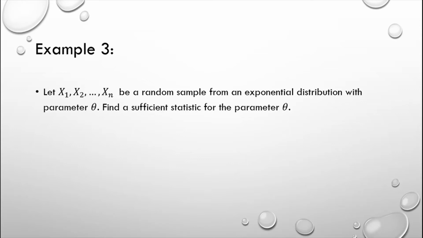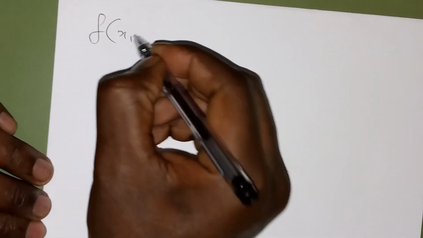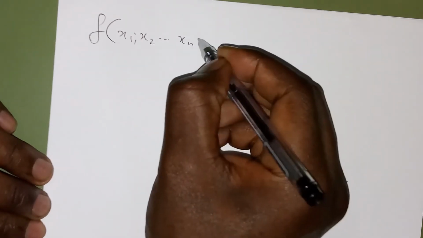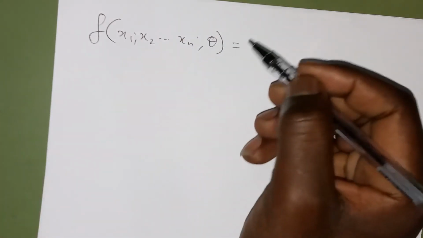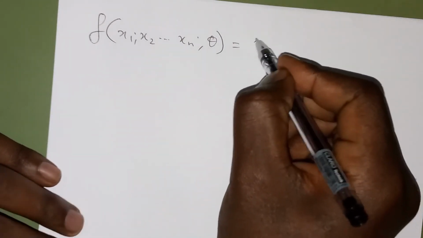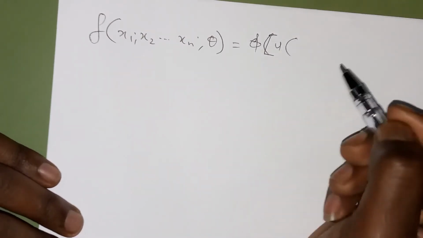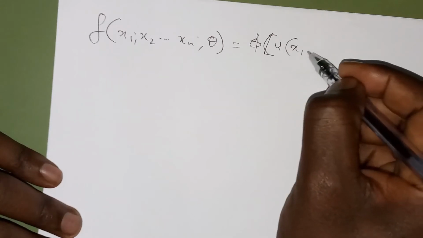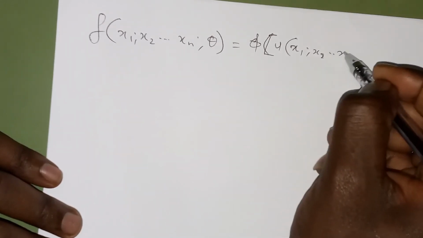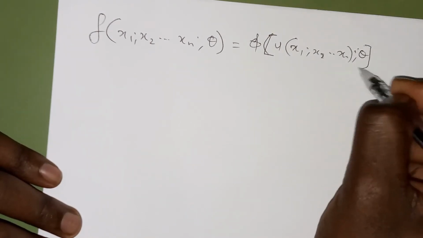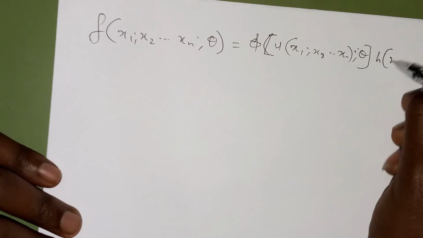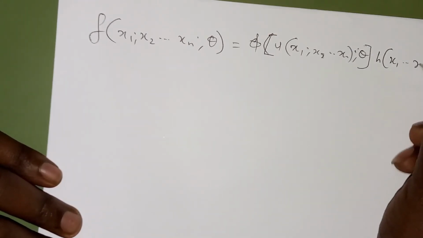For the exponential distribution, let x1 through xn be a random sample from an exponential distribution with parameter theta. Find a sufficient statistic for the parameter theta. Our factorization theorem tells us that f of x1, x2 through xn and the parameter theta, if we can separate this into two components, the first one depends on the parameter theta through the function u of x1, x2 through xn, and the other component does not depend on the parameter theta but only depends on the xi's up to xn, like this one.